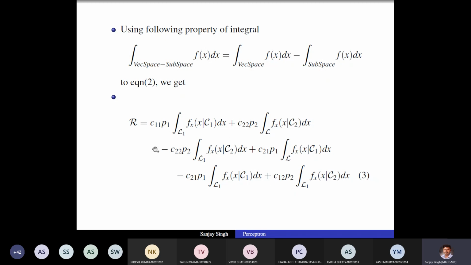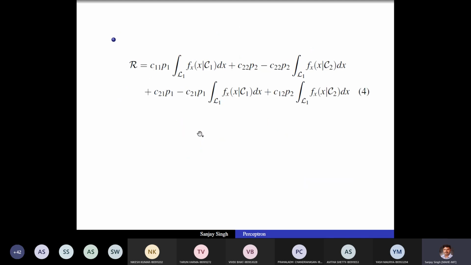So when we write it, everything looks something like this. Over the entire vector space, this value comes out to be equal to 1. So only the constant factor C22 P2 will be left. This will not be there because it is the entire 1. Here, this entire part over the vector space L will become 1. So C21 P1 only will be left. The rest will remain, all belonging to L1. So we have to find the factors and see what can be done.